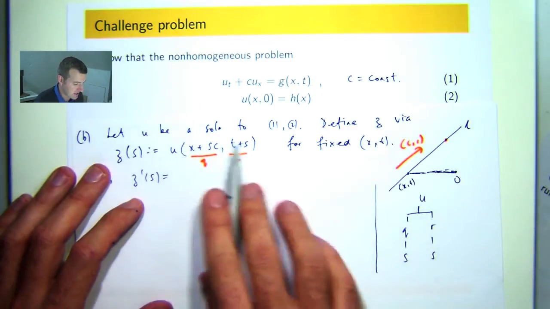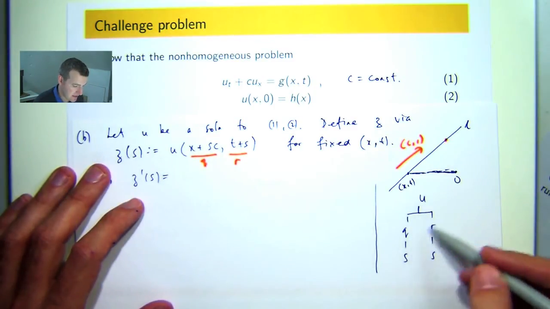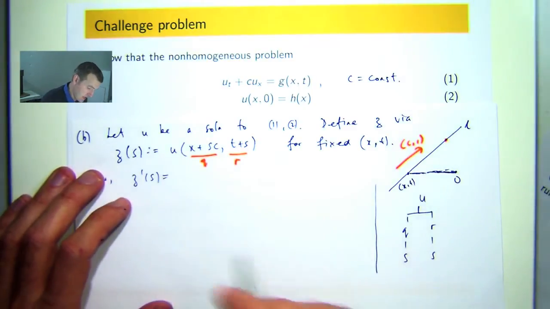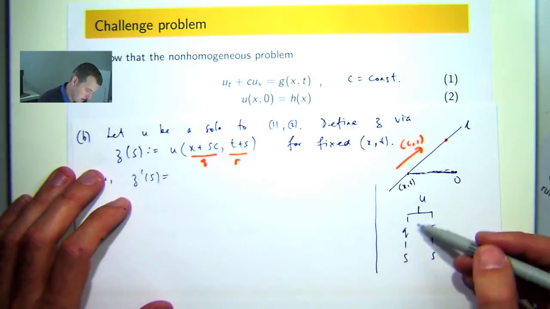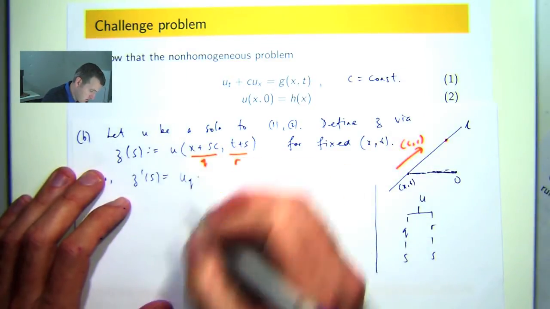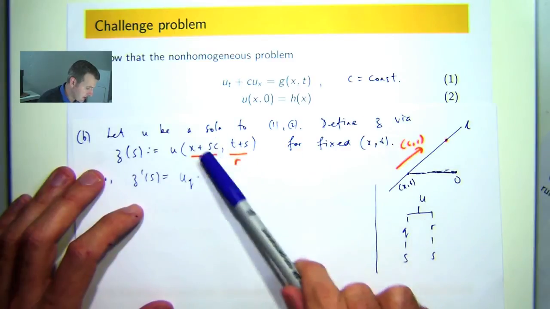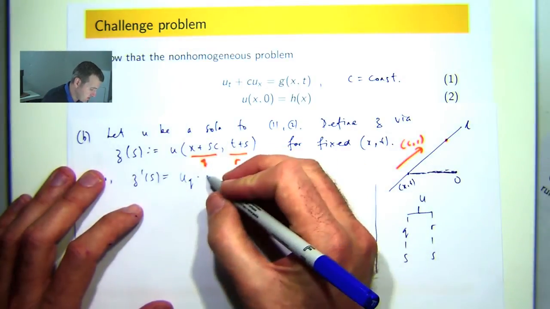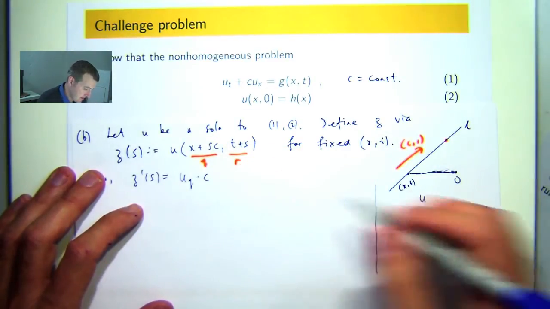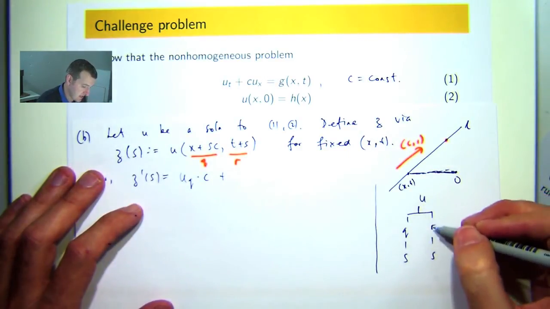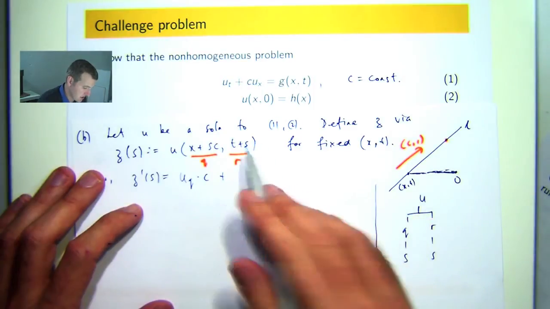So to differentiate this with respect to s, just go down the paths to an s, and when you go from letter to letter, you form a derivative. Okay, so this is going to be u sub q times dq ds. Now dq ds, c is a constant, remember, so it's just going to be c, plus the other path, u sub r times dr ds. So dr ds is going to be 1.